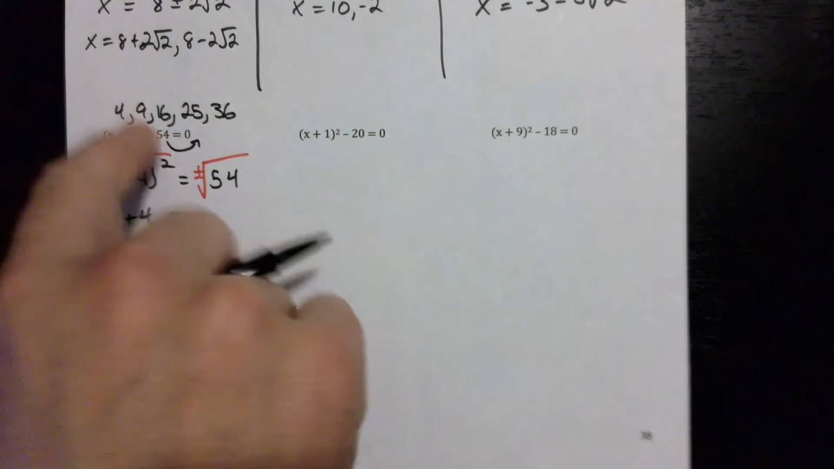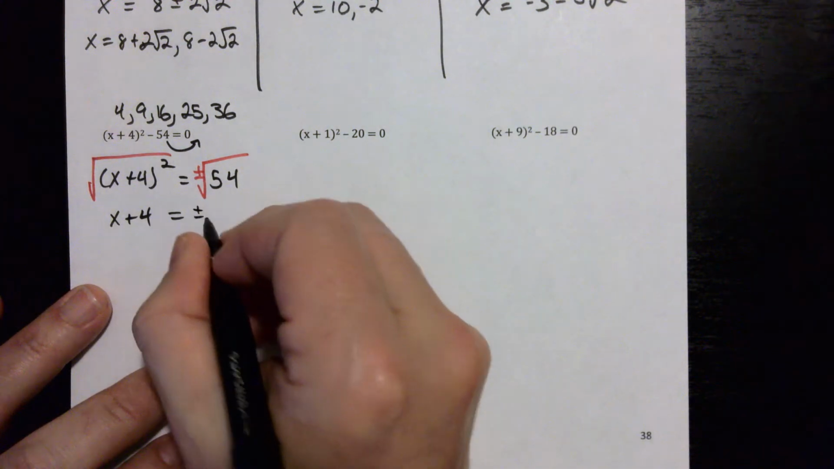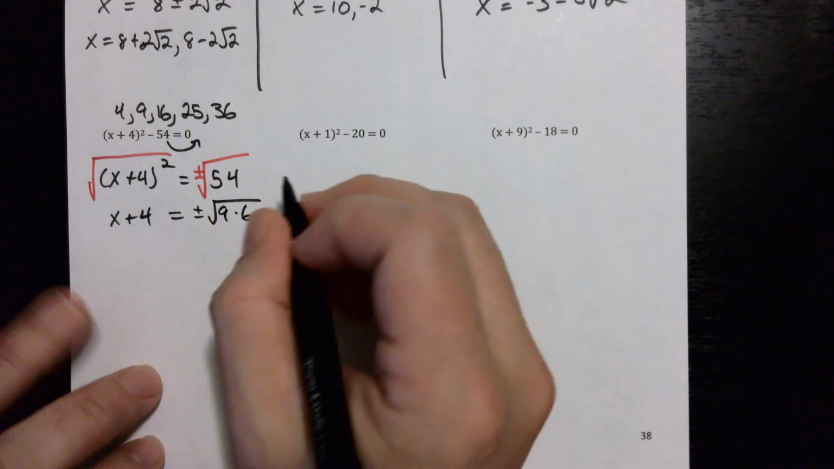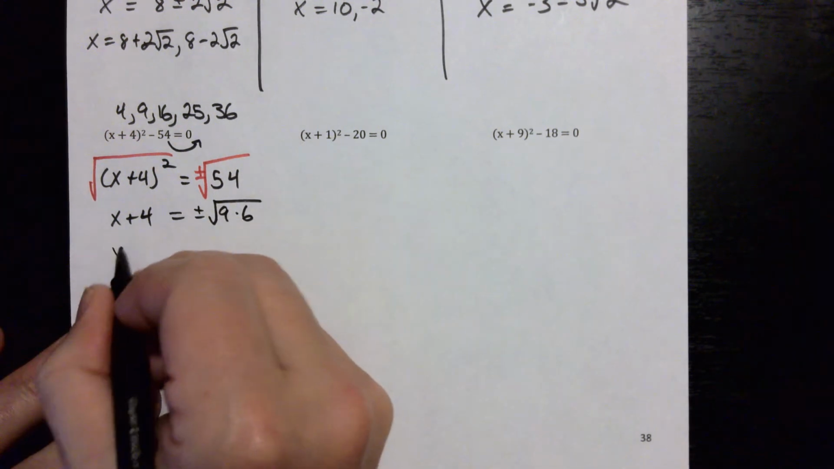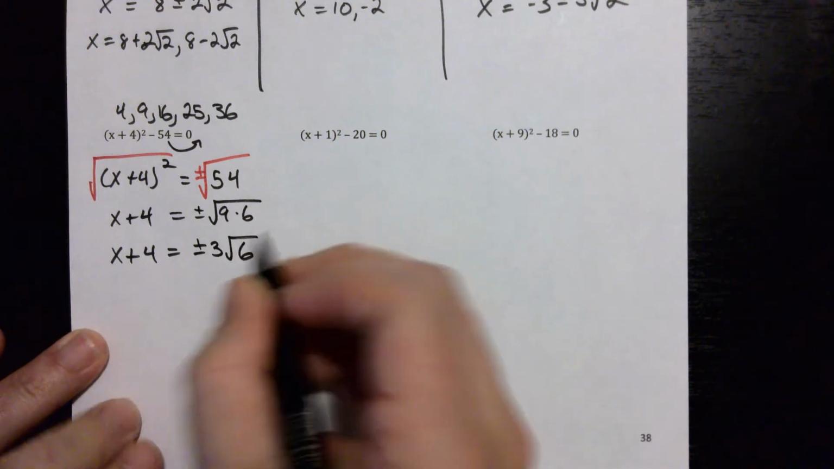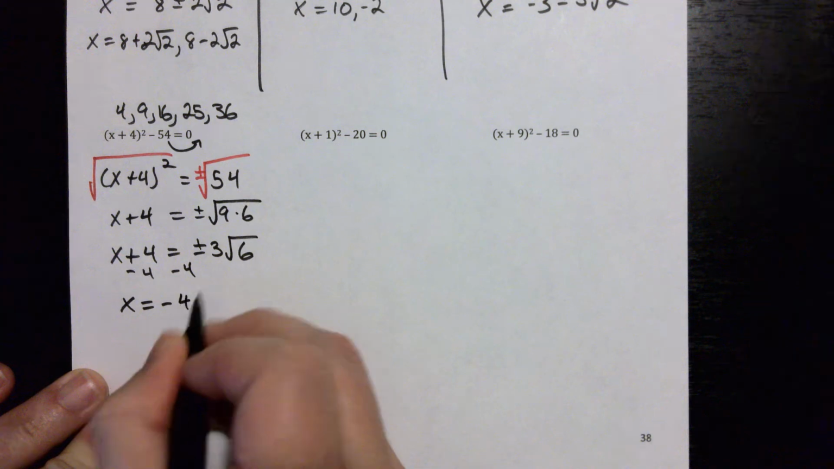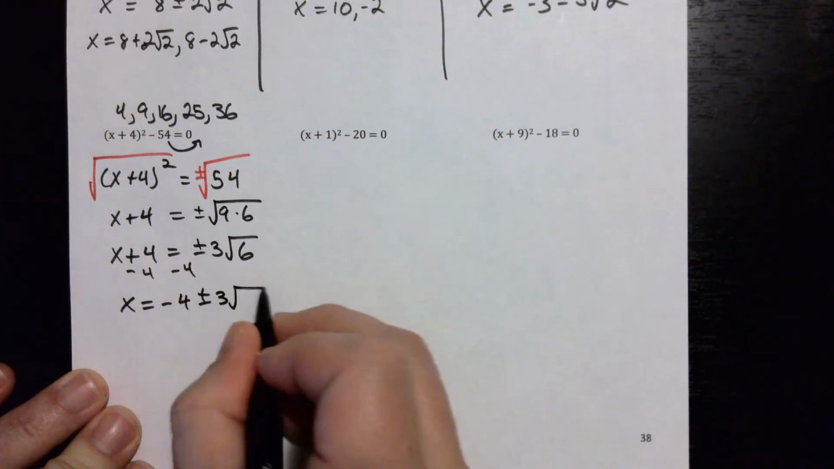It looks like 9 does. 9 times 6 is 54. So this will be plus or minus the square root of 9 times 6. We can go ahead and square root that 9 and bring it out. So x plus 4 equals plus or minus 3 square roots of 6. And then I subtract my 4 from both sides. I get x is equal to negative 4 plus or minus 3 square roots of 6.